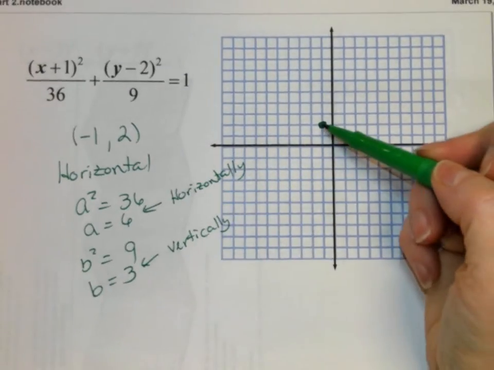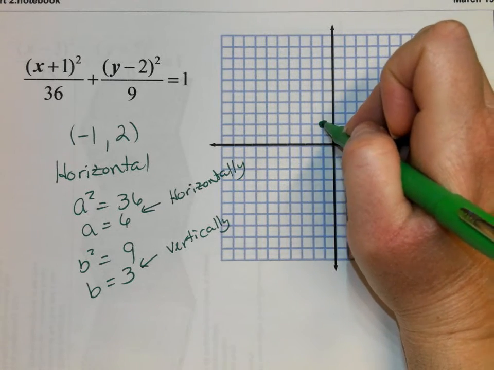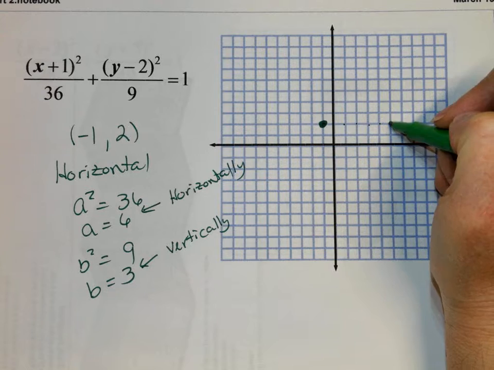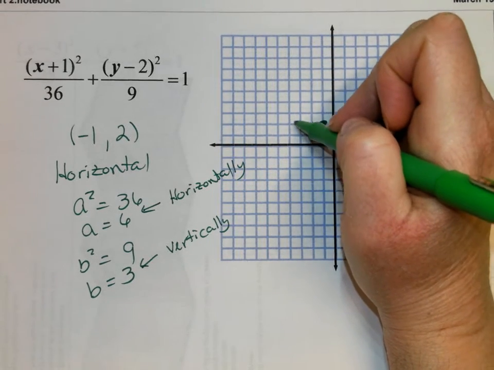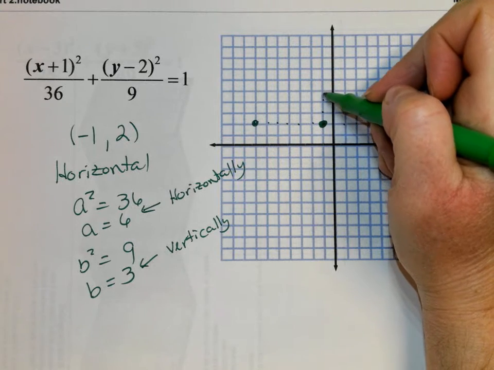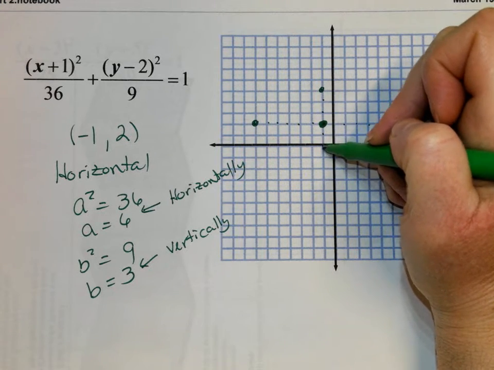Okay, so 6 horizontally from my new center: 1, 2, 3, 4, 5, 6, and 1, 2, 3, 4, 5, 6. Then 3 vertically: 1, 2, 3 and 1, 2, 3.